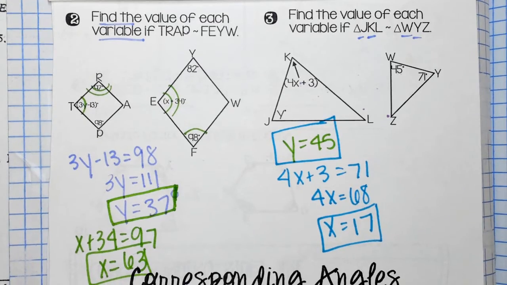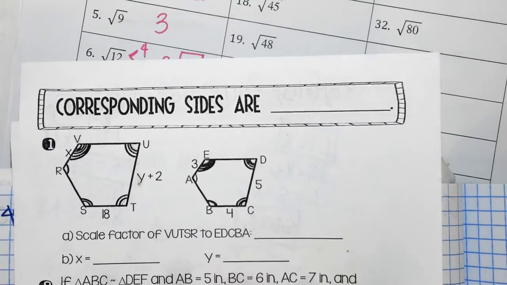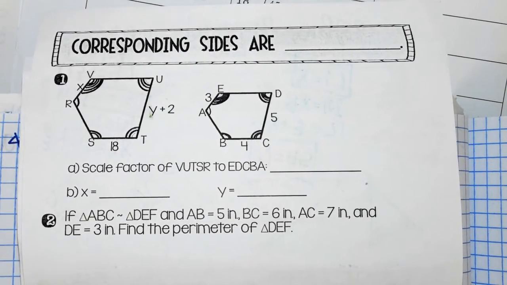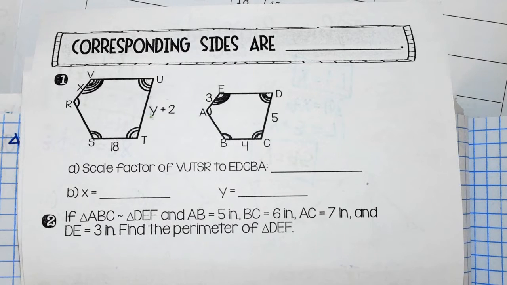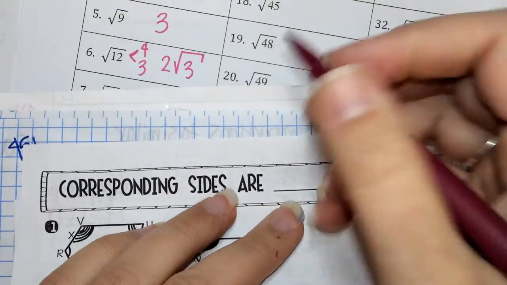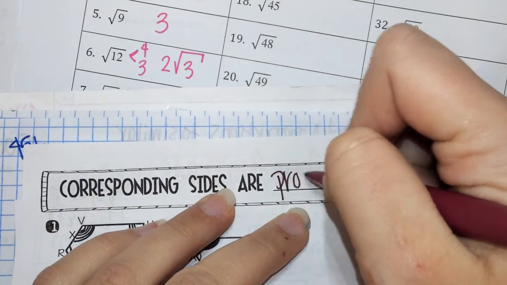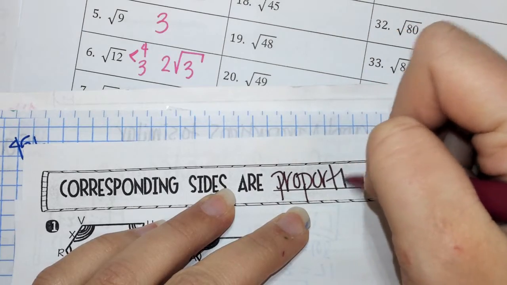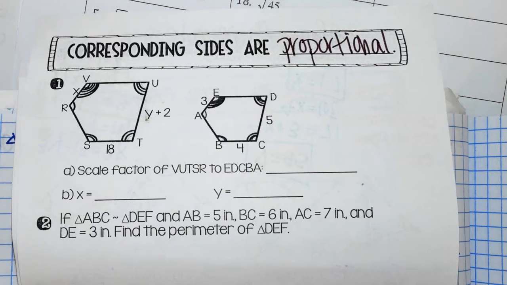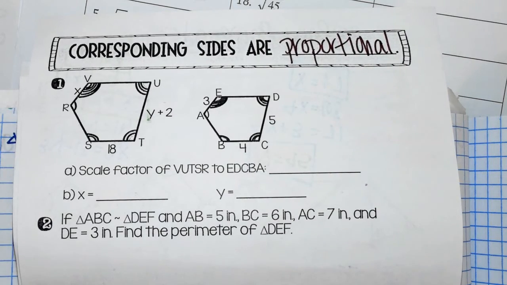All right, are we ready for sides? Okay. So what do we know about corresponding sides? Proportional. They are proportional. Take a point. Corresponding sides are proportional, which means that we're going to have to set up a what to be able to work it out? A ratio or proportion. Good. Take a point, guys.